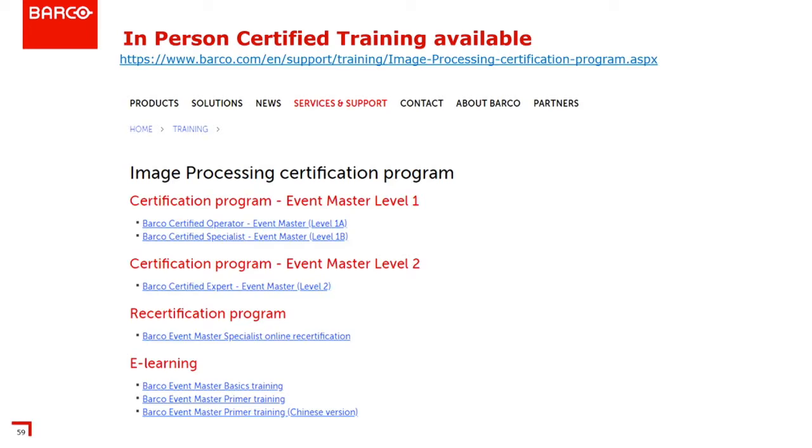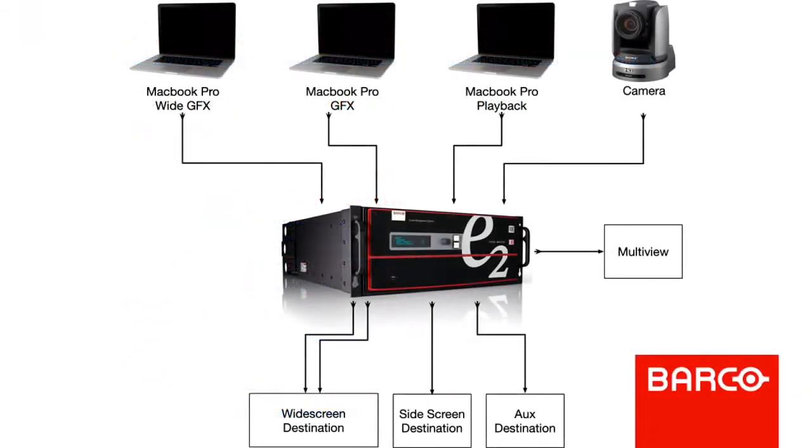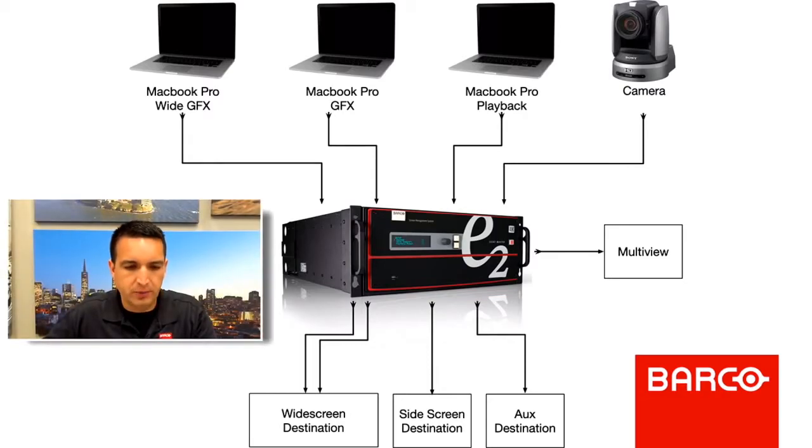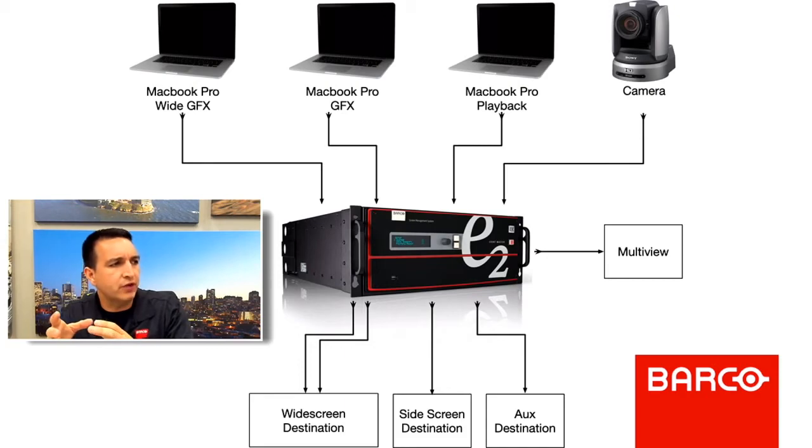Okay, so I think we are going to go to our setup, right? So we're going to create a setup today. And what I want to do is just give you a quick look at what the setup would look like while I change over to my EventMaster tool set and prepare all of that, right? So that's ready to go. So here's the gag. We got a widescreen destination. We have a side screen. We have an auxiliary destination that we're going to set up.